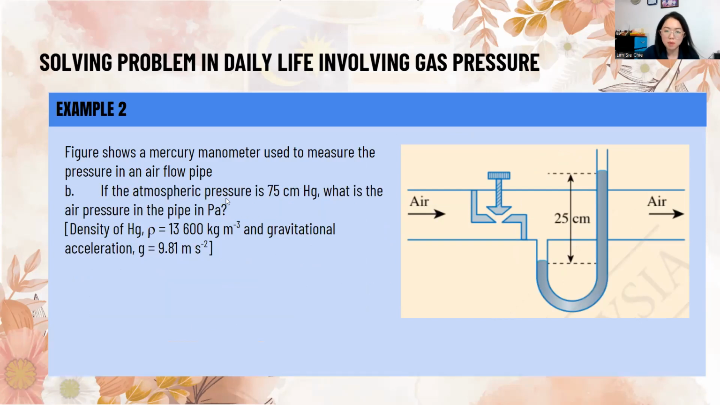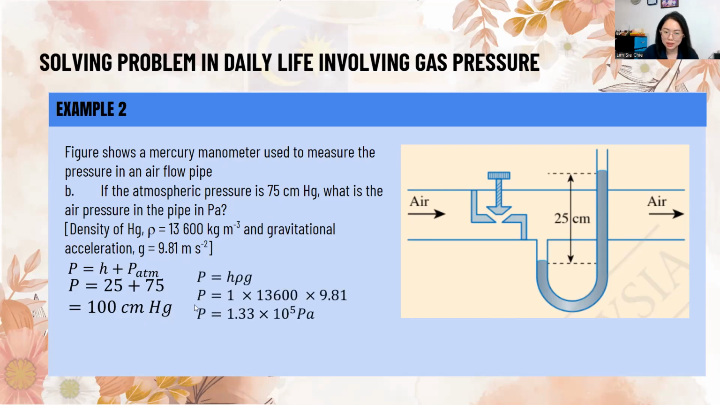Next one. If the atmospheric pressure is 75 centimeter mercury, what is the air pressure in the pipe in Pascal? Same, you have all the information. To find the pressure, P is equal to H plus atmospheric pressure. So you will have 25 plus 75, I have 100 centimeter mercury. But my answer is in Pascal, so you have to convert it. This 100 centimeter you convert into meter. I have 1 meter times 13,600 multiplied by 9.81, and then I get 1.33 times 10 to the power of 5 Pascal. So this is what we have.